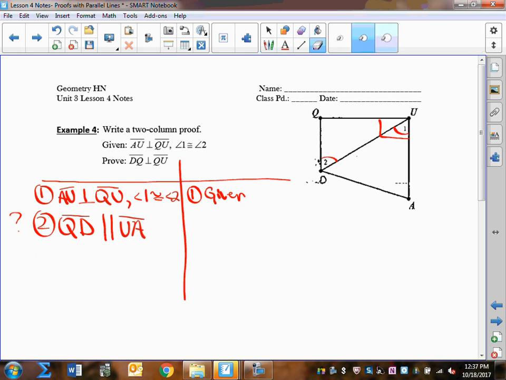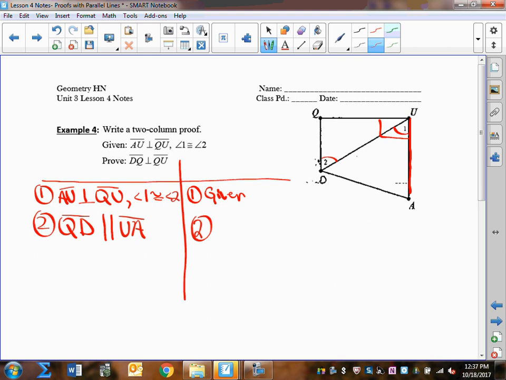Why? Who has a great reason for this? The converse of alternate interior angles. Ooh, converse of alternate interior angles theorem. Raise your hand if you think that is true. Alright, Alexandra, what angles are we using to be able to say that? What are my alternate interior angles? Angles 1 and 2. Yeah, angles 1 and 2.